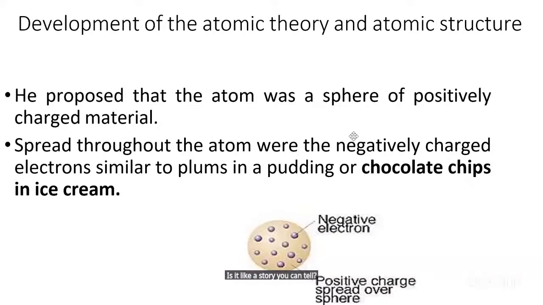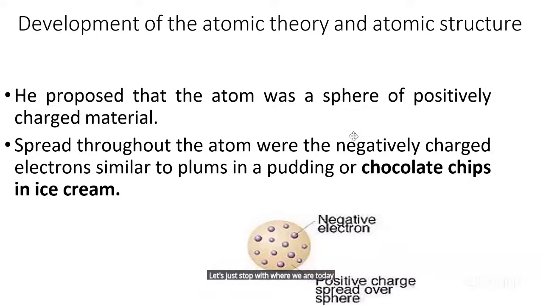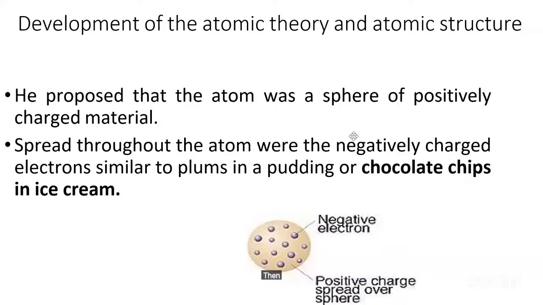Even without going back to your slides, you should be able to tell some stories about how the atomic structure developed till finding an electron. Let's just stop with where we are today. You can boldly tell the story: this is how everything came. At least we now know how the electrons are. Then we will go to the protons, and then we'll go to the neutrons.